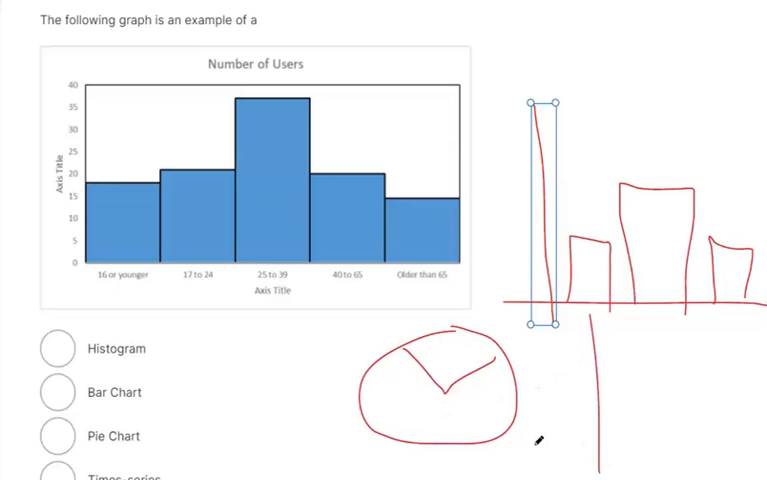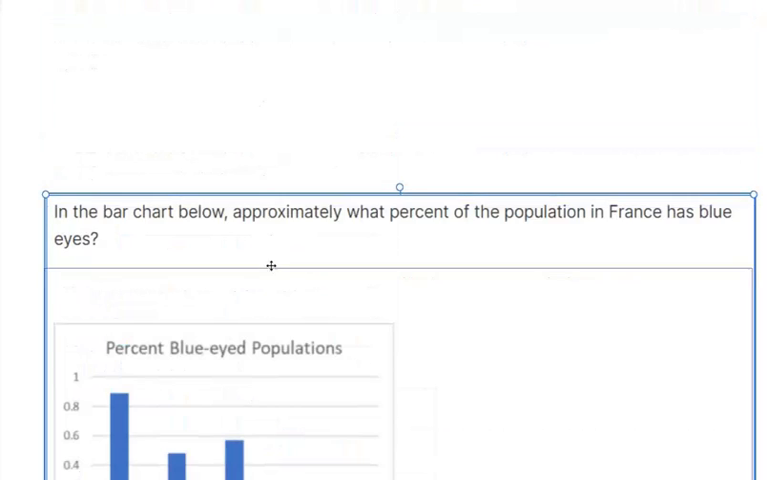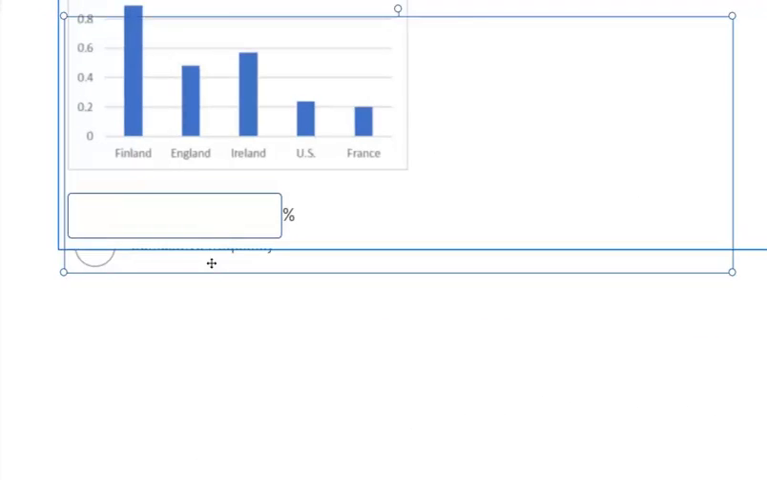A time series is a graph that looks like this. Got some dots. So you can see a trend over time, and the dots are usually connected. That's a time series. Alright, well now that I'm all mad, let's do something else.